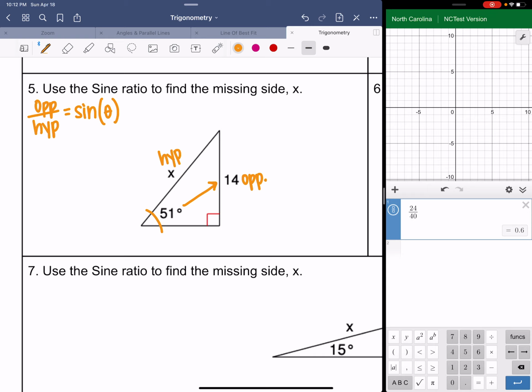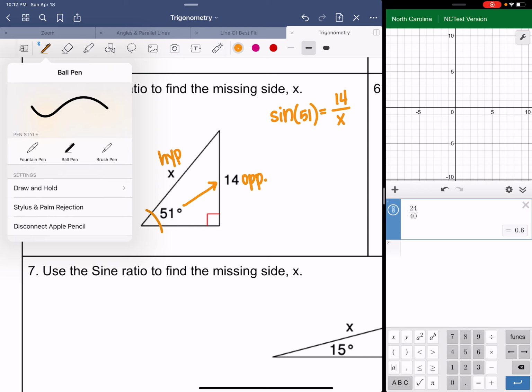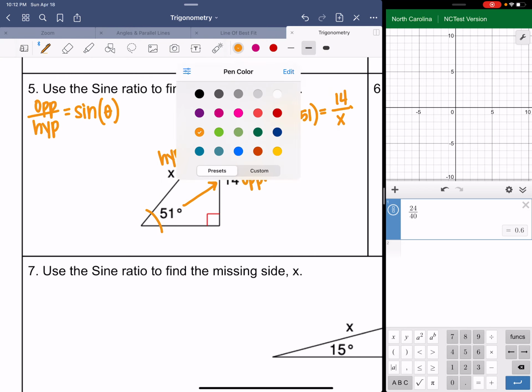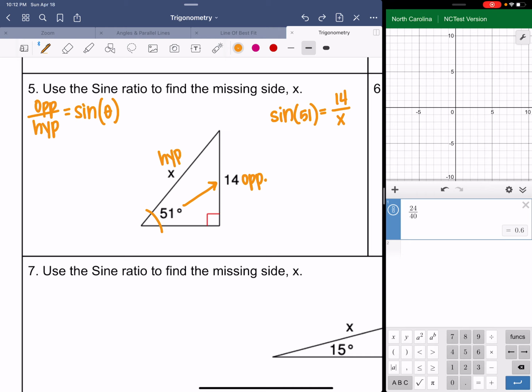Okay, I typically write it the other way. So to start solving, I'm going to write sine of 51 equals the opposite, which is 14, over the hypotenuse, which is x. So here, we're actually trying to find the hypotenuse length. Now to do that, all we have to do is solve this equation, just like you would solve any equation. You're going to treat sine of 51 just like it's a regular number. So if we want to get x by itself, we first have to get it out of the denominator of this fraction. So we are going to multiply by x on both sides.